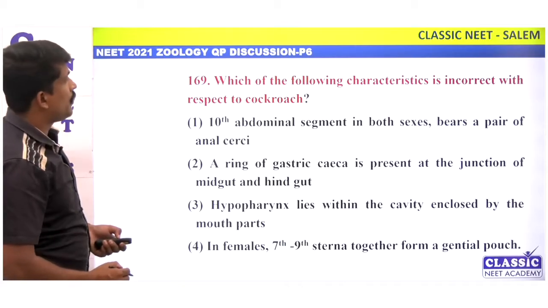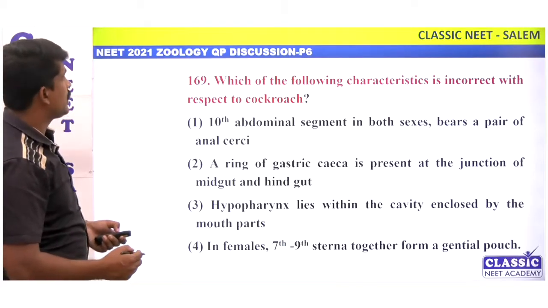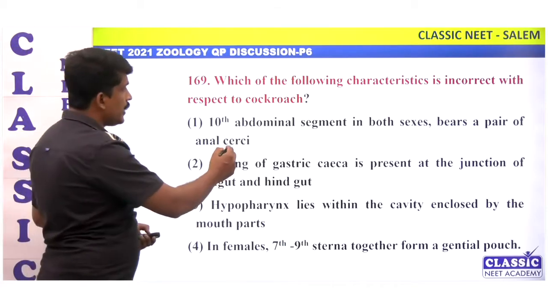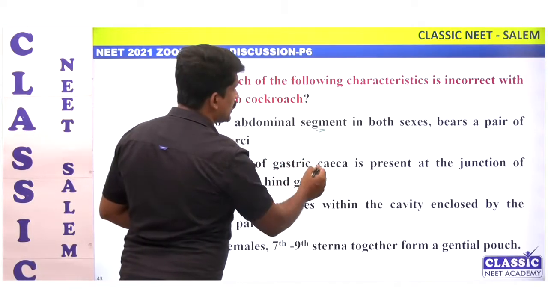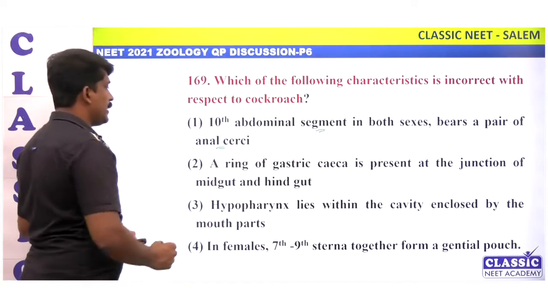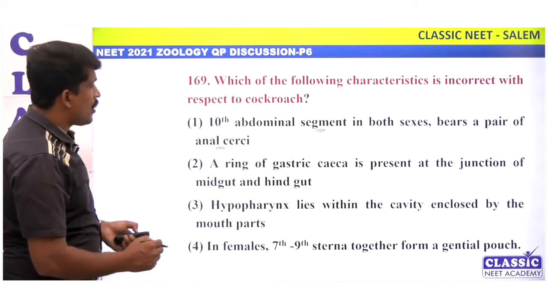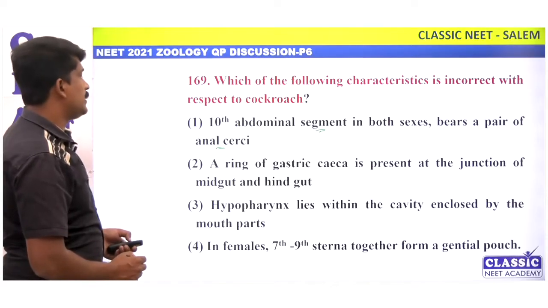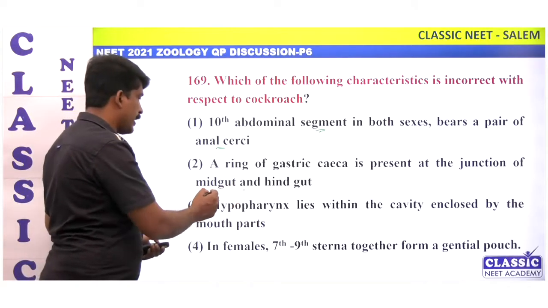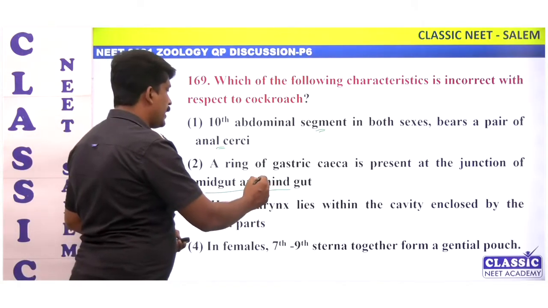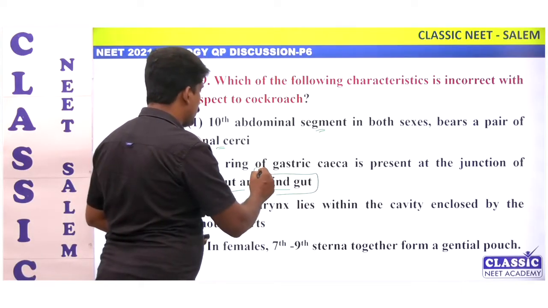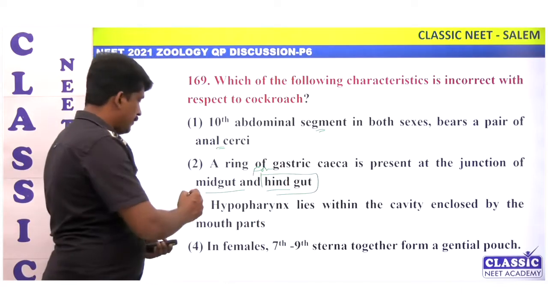Which of the following characteristics is incorrect with respect to cockroach? The 10th abdominal segment in both sexes bears a pair of anal cerci. Yeah, that is the common feature. A ring of gastric ceca is present at the junction of midgut and hindgut. Actually it should be midgut and foregut, or you can say foregut and midgut. So that will be the right answer.